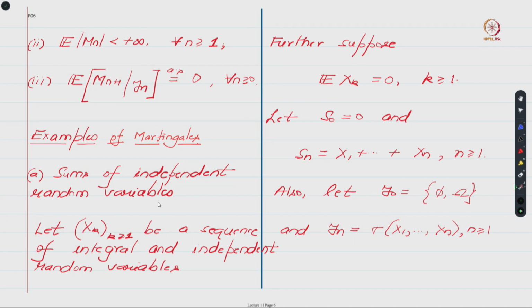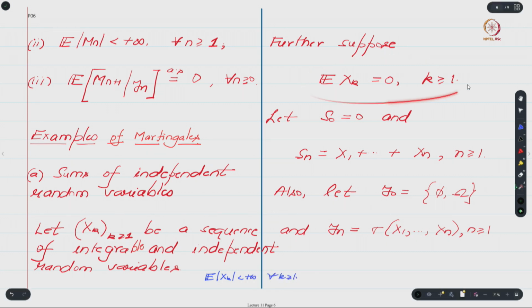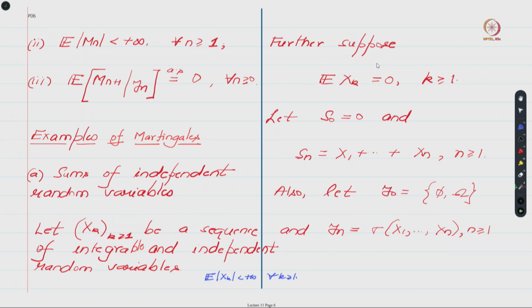So let us look at the example. Let xk be a sequence of integrable and independent random variables. Integrable means that the expected value of |xk| is less than infinity for all k bigger than or equal to 1. Further, suppose that each of your xk's has zero mean.